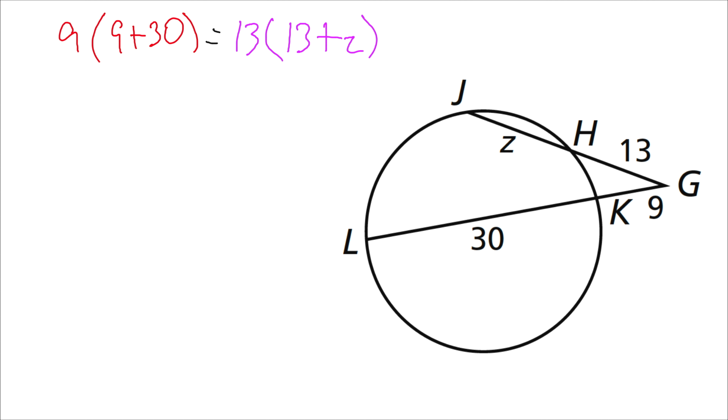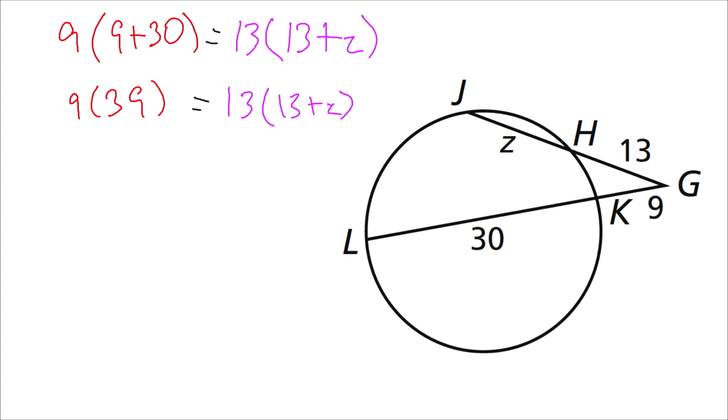All right. So this ends up becoming 9 times 39. I am going to need a calculator. Is equal to, well, same thing for now. So I'm going to say 13 times 13 plus z. These can't change. Okay. So now that I know that, I'm going to pull up a calculator here and I'm going to try to do some math.